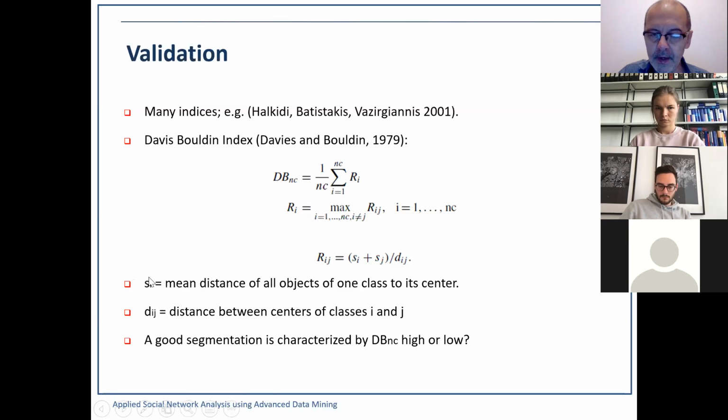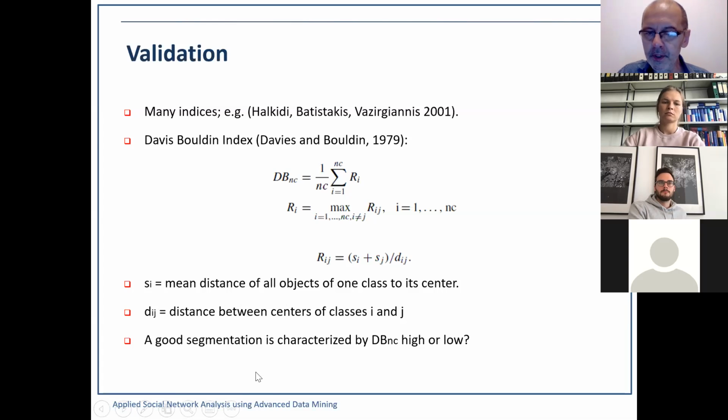So we want Si to be small. Si being small means the objects that belong to one class are close to its center. Okay, it's a compact class. Si for class i should be small. And Dij, that's the distance between the two centers of classes i and j, we want that value to be as large as possible. That means classes are very well separated.